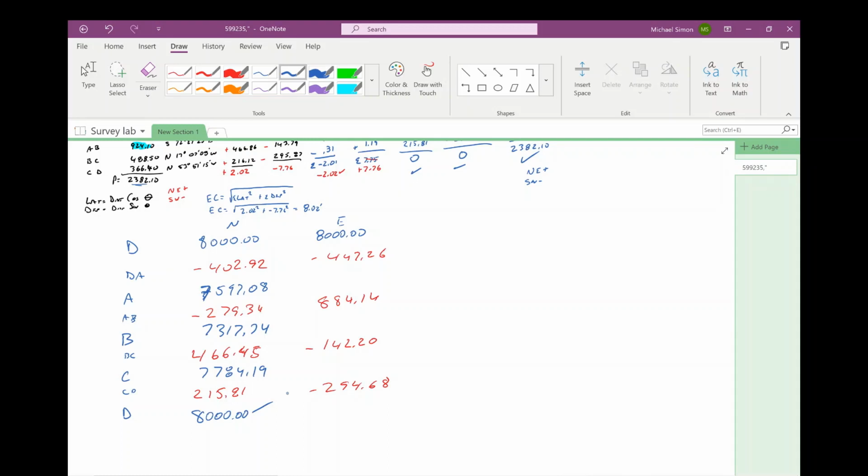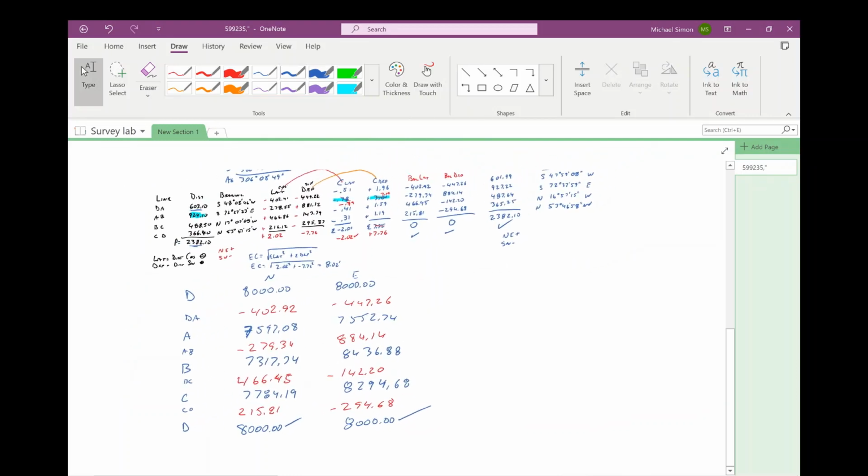8,000 minus 447.26 is 7552.74 plus 884.14, 8436.88 minus 142.2, 8294.68 minus 294.68, 8,000. Check.